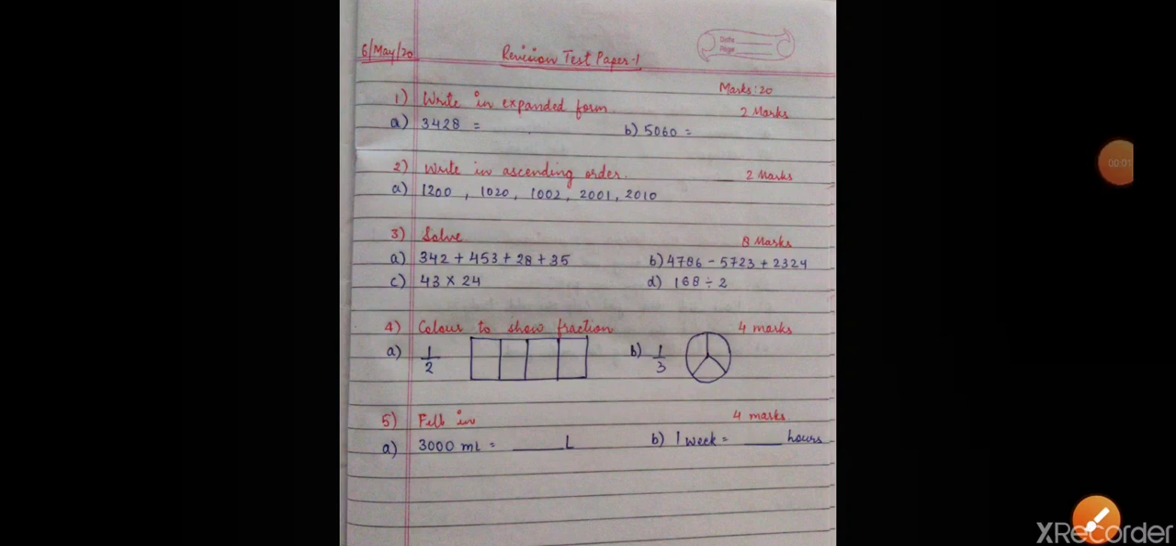Also, before starting today's video, here is a revision test paper for whatever you have learned in these previous two videos. Everyone has to do these in their fair copies with the dates on the pages. So question number 1 of this revision test paper 1 is write in expanded form. This is of 2 marks, 3428 and 5060. Second question is write in ascending order.